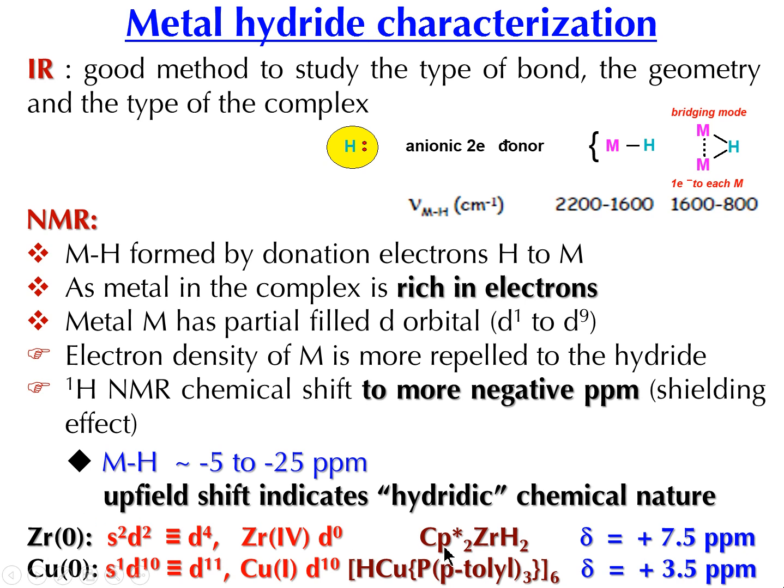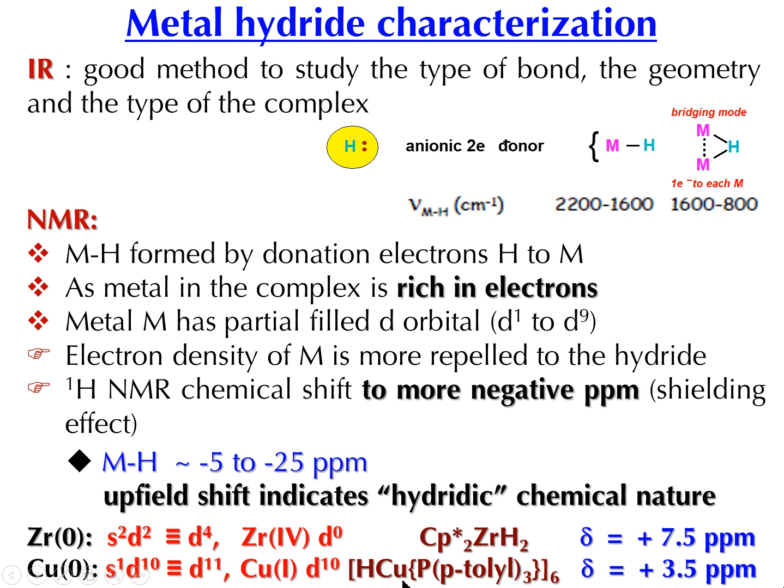Consider, for example, the complex Cp*2ZrH2. The zirconium oxidation state is +4. The zirconium 0 has s2 d2, so zirconium 4 has d0. In this case, we don't have d orbitals containing electron density to be repelled to the hydride, so the hydrogen is observed at the positive chemical shift.